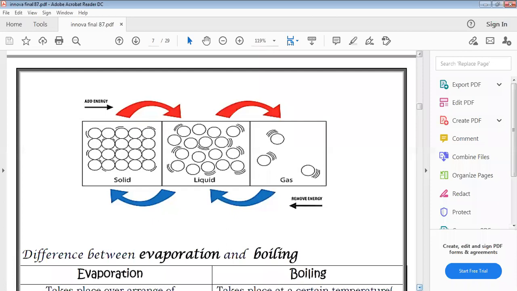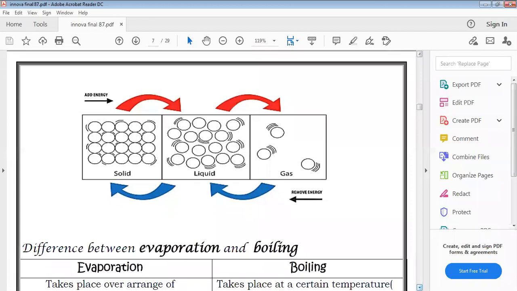Boiling happens throughout the liquid, and evaporation happens from the surface of the liquid. Very good. That's why one of the factors that make evaporation faster is that the container of the liquid to be evaporated has a wide surface. Okay, evaporation happens on the surface and boiling happens within all the mass of the liquid.